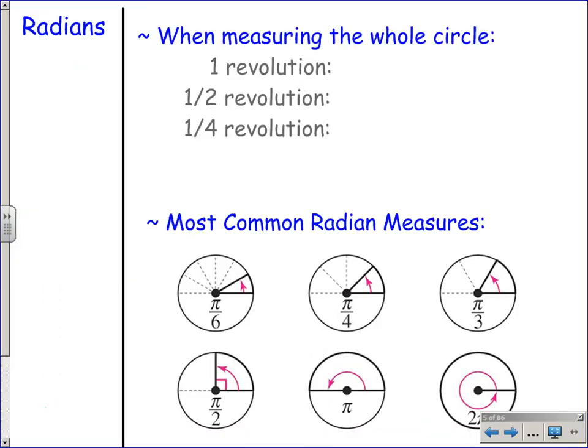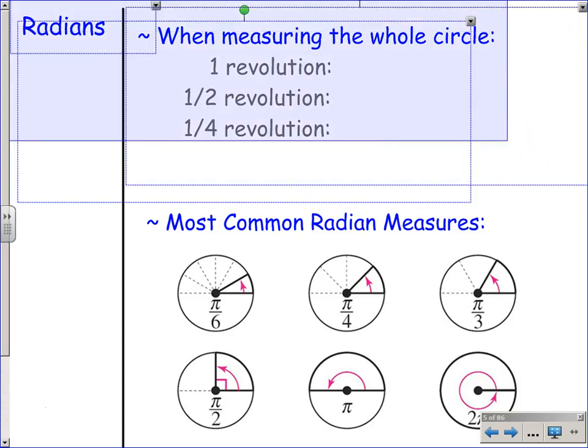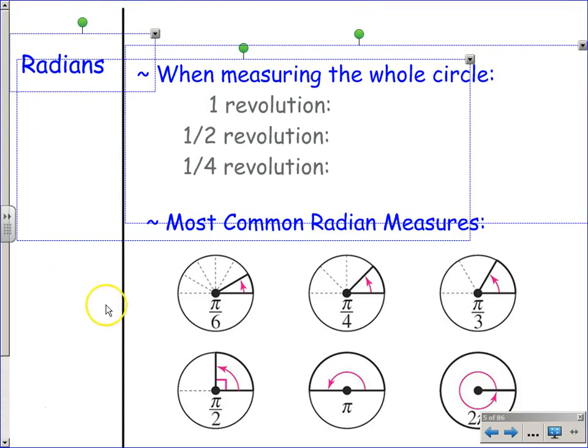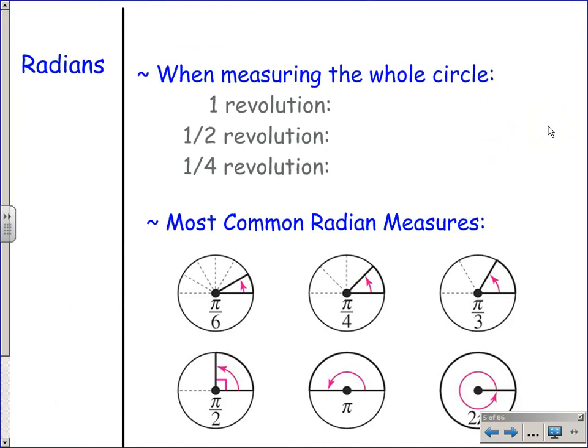Okay, radians. When measuring the whole circle, 1 revolution, a half a revolution, a fourth of a revolution. 1 full revolution, 1 full time around a circle, we just saw is going to be 6 and a little bit, but more specifically 2 pi. Half a revolution is half of 2 pi, which is 1 pi.